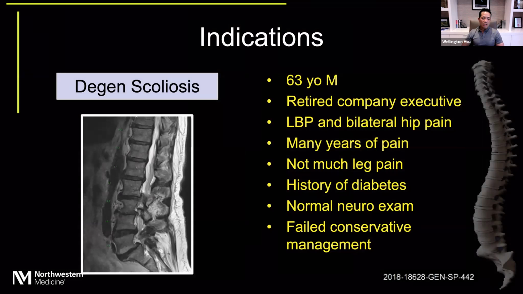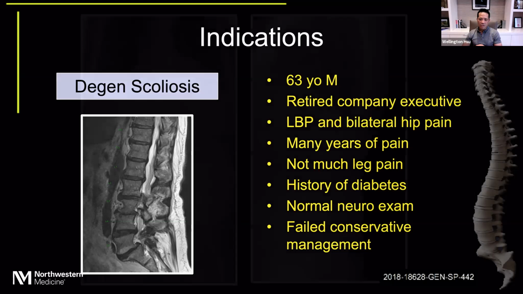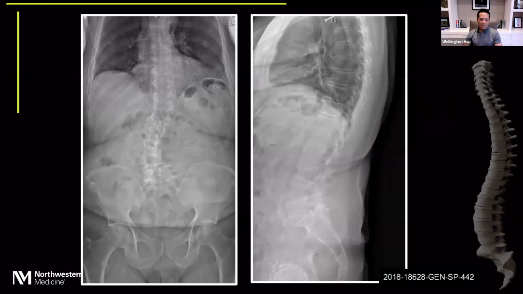Okay, so degenerative scoliosis can also improve from both an ALIF and a lateral. This individual, I sort of combined approaches, and it'll become apparent why when I talk about the characteristics. He's a 63-year-old gentleman who had low back and hip pain, many years of pain, but really not a lot of leg pain. Most of his symptoms were in his low back, and he's got the scoliosis. He failed conservative management, and you can see the curvature here and I've got some parameters here.